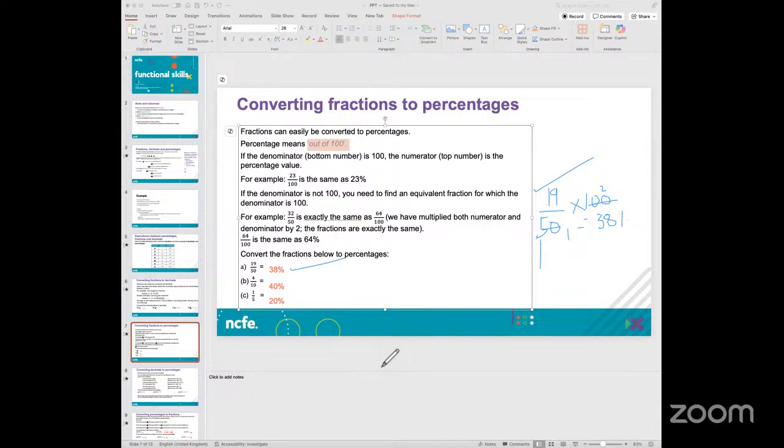So if you have to convert a fraction into a percentage, all you have to remember is you have to multiply that fraction, whatever fraction is given, by 100. If I say you have a fraction like 2 by 3, and you have to express this as a percentage.